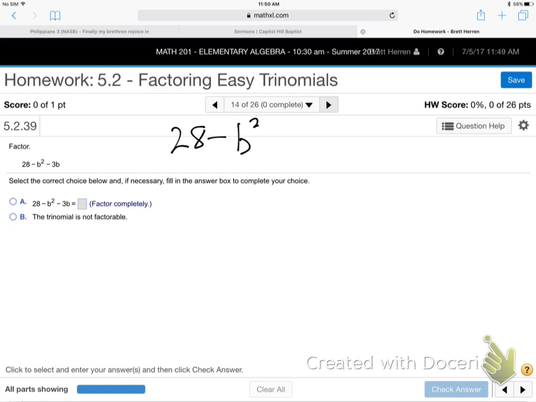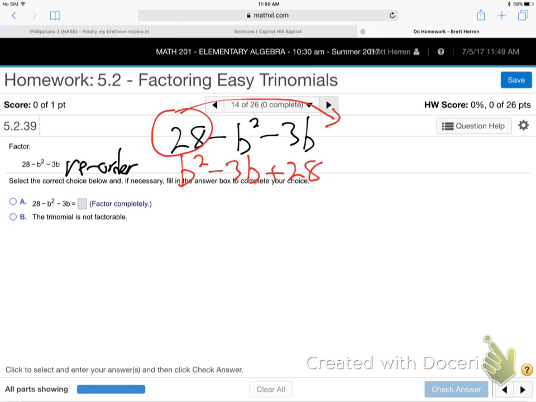Okay. 28 minus b squared minus 3b. So first step, reorder. Reorder them. And you don't always reorder, correct? You only reorder when you want the biggest number at the end, correct? No, we always reorder from highest power to lowest, whenever they're out of that order. Yeah, we always reorder if they're not already highest power to lowest. So you want the highest power to lowest, so we get b squared minus 3b plus 28. So you put that plus 28 at the back.